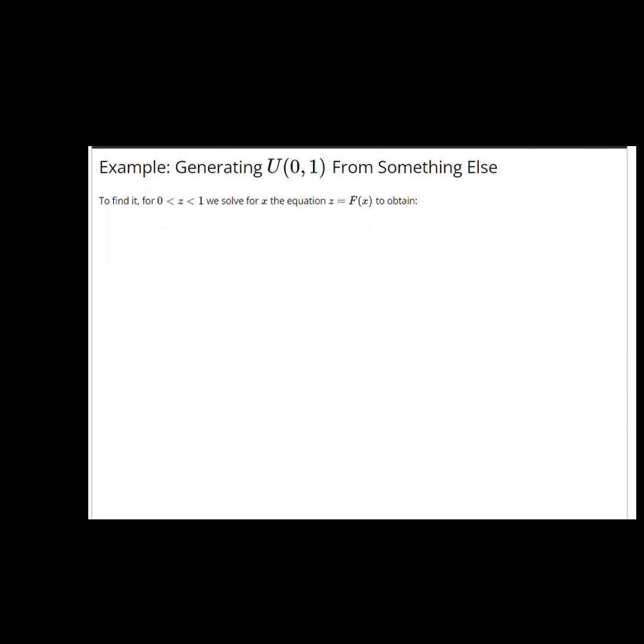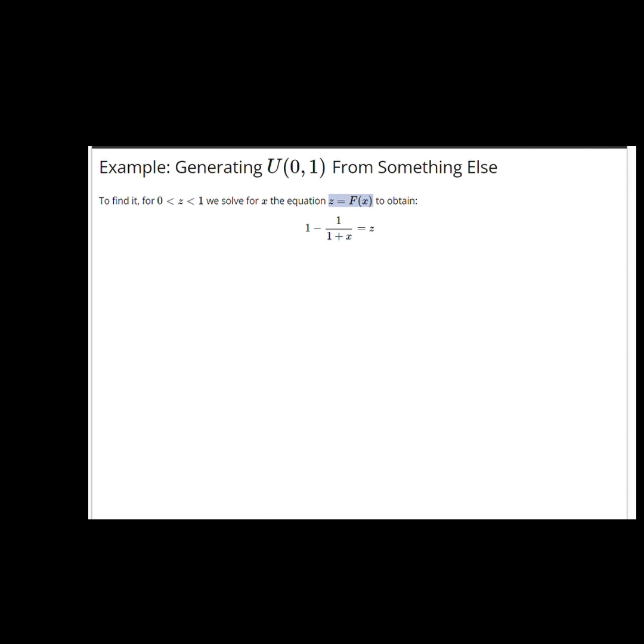To find the inverse function in general, we fix some positive value of z and attempt to solve the equation F of x equals z for x. In order to be able to find a solution, we need to choose a value of z less than 1, because F of x never goes above the level 1.